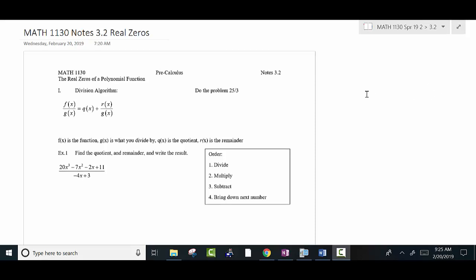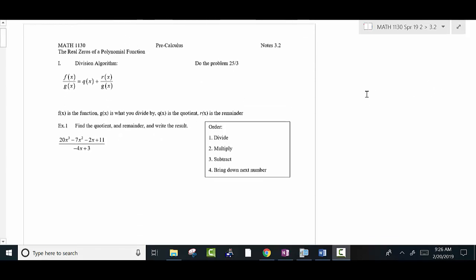Okay, so on 3.2, the first thing that you've got to review is how to do division, how to do long division. So that's kind of a big deal, and what you're going to do in calculus here and there. There's lots of times I could think where you do some long division algebraically. Okay, so this is what the remainder theorem says.